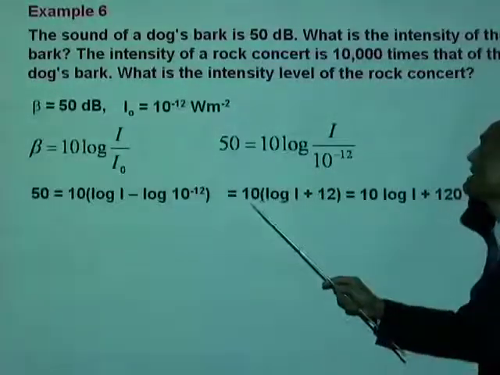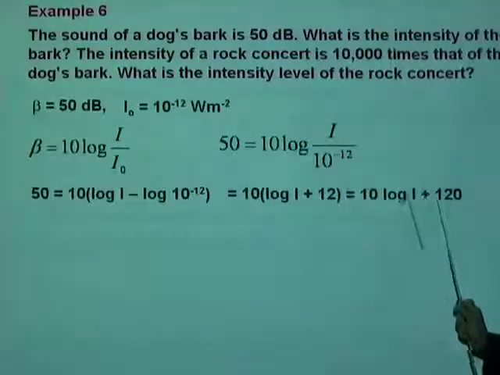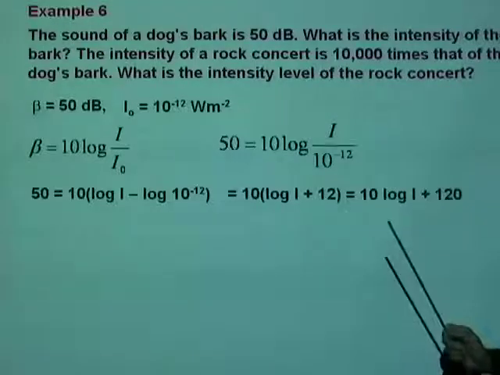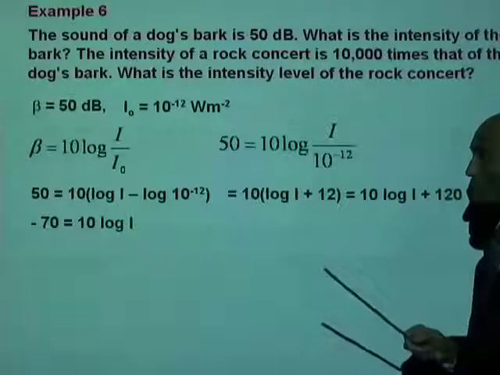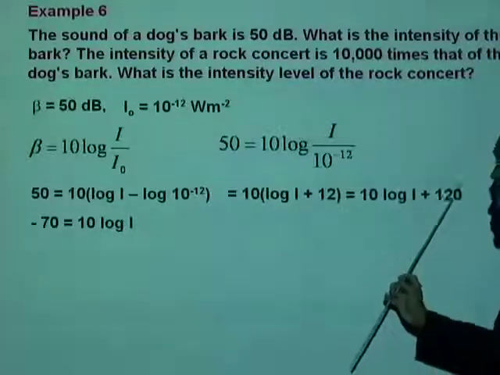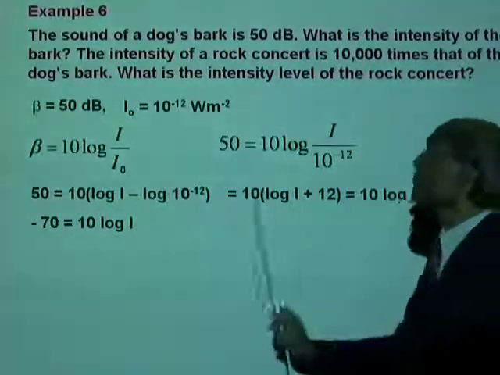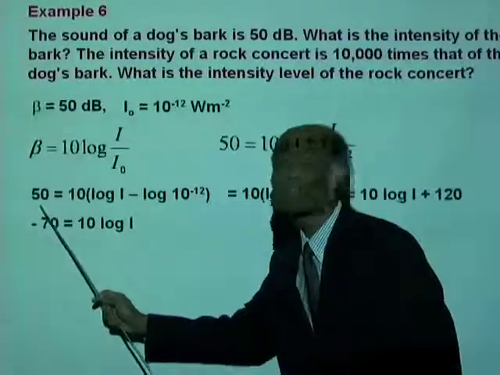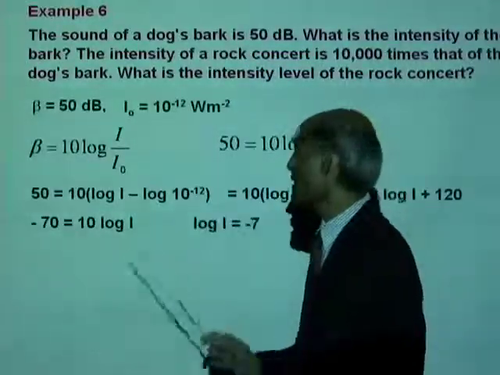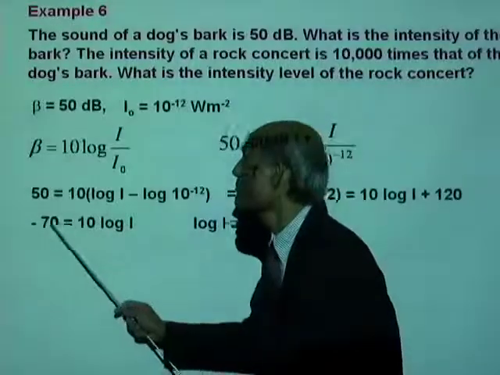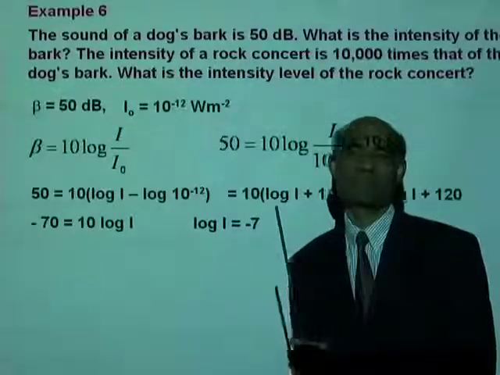And that will be 10 log I, distributing the 10, plus 120. And what is this quantity equal to? 50. Next, take this 120 to the left side. You get 50 minus 120, which is negative 70, equal to 10 log I. And therefore, what is log I? Divide both sides by 10. Log I equal to negative 7.